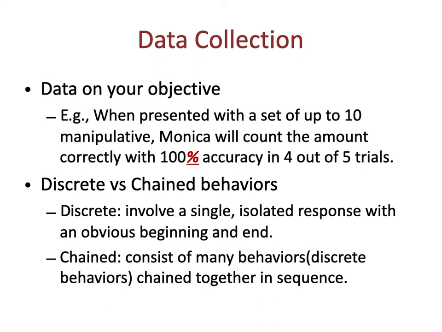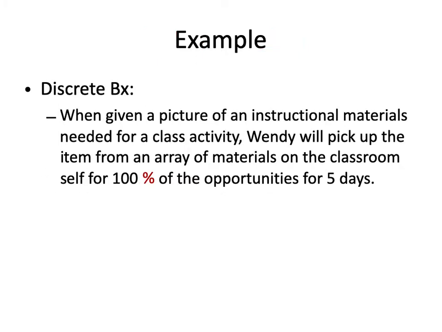Last week, we talked about the different types of behavior. Discrete behavior involves a single isolated response with an obvious beginning and end. Chain behavior consists of many discrete behaviors chained together in sequence. If you're focusing on a student's discrete behavior, it is easy to measure. As you're measuring only one behavior, you can just take a look at your criteria in your objective, and you can measure that criteria as the objective indicated. In this case, you definitely want to use percentage.